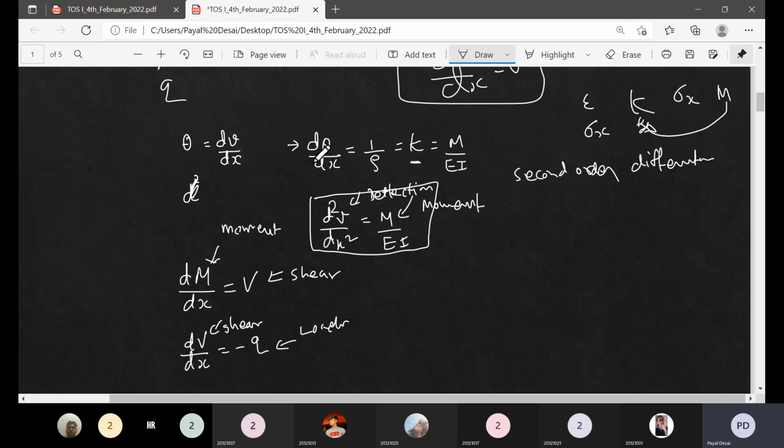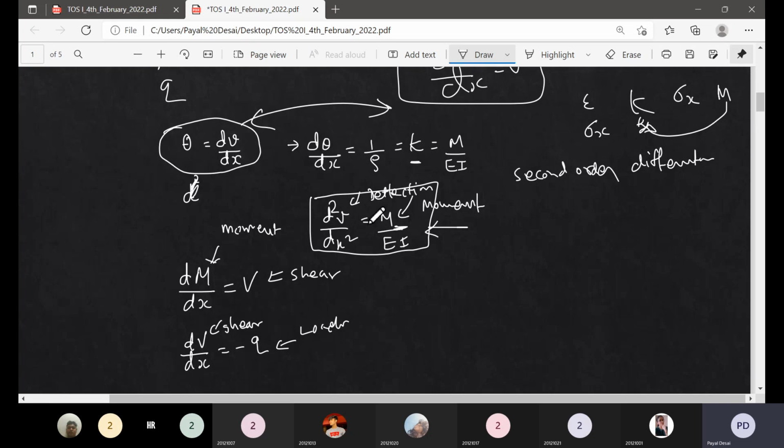So curvature is what? The derivative of the rotation with respect to x, that is curvature. And then we again relate deflection with the angle of rotation, the slope. With these two alone, we are able to derive our second order governing differential equation, but that is in terms of moment.